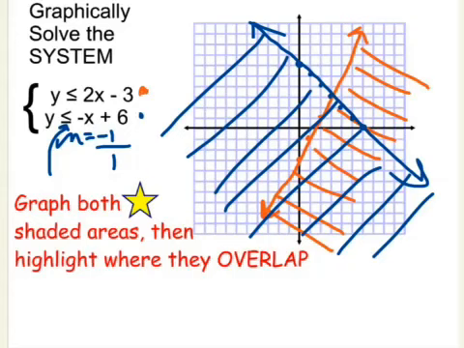And now we need to notate where they overlap. So you might want to pick the highlighter color and highlight where they overlap. So it'd be right in here. That highlighted region is where the orange and the blue overlap. All the points in that region are called solutions. So for example, this point right here is a solution because it satisfies both inequalities. It works on both of these. Alright, let's take a look at another example.